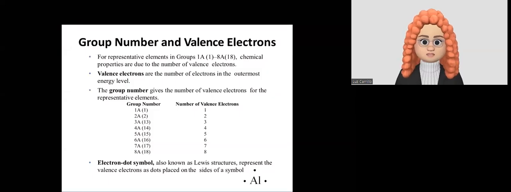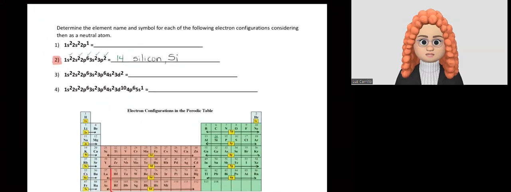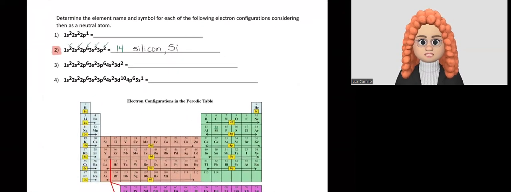In this video, we're going to continue talking about the topics of section 3.1 from the textbook. Now we are going to proceed to learn about what is the group number and what are valence electrons in an atom. We ended the previous video looking specifically at electron configurations and trying to determine what are the positions of the electrons in atoms.